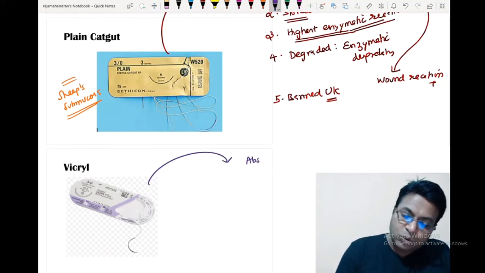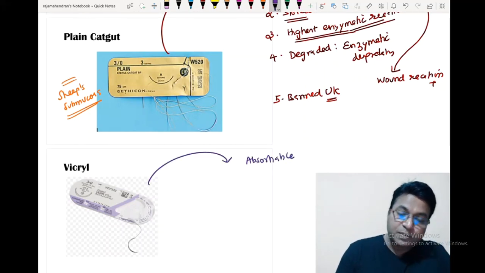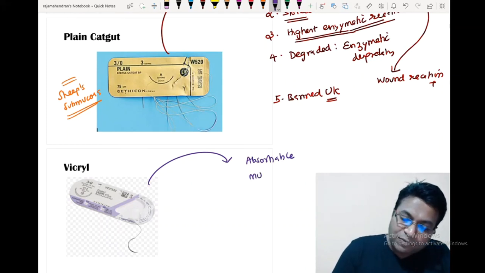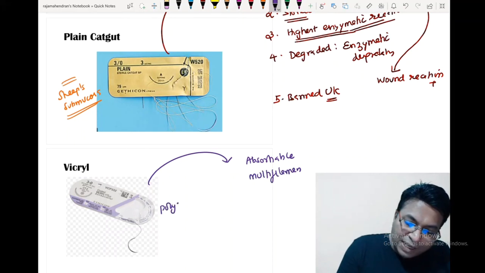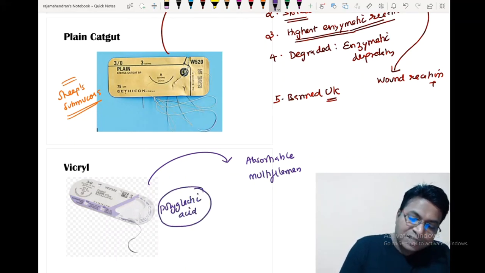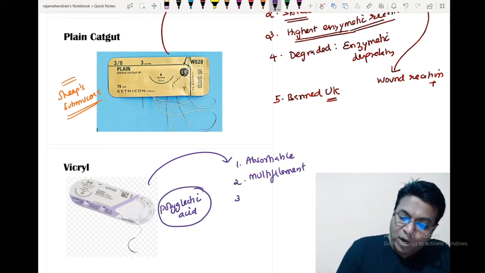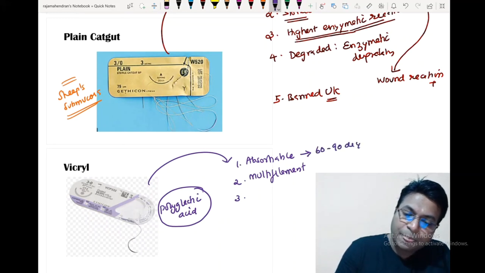Vicryl is an absorbable suture material. It is a multifilament material. What is actually Vicryl? Vicryl is nothing but polyglactic acid. Polyglactic acid is known as Vicryl. First point, absorbable. Second point, multifilament. It is absorbed in 60 to 90 days.